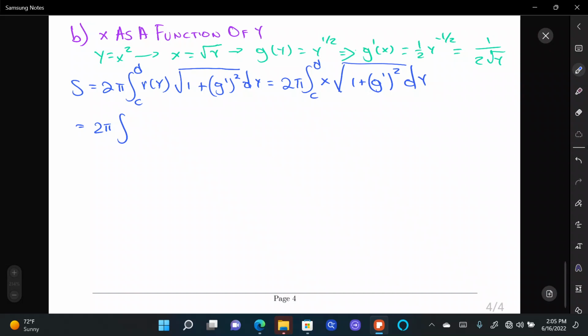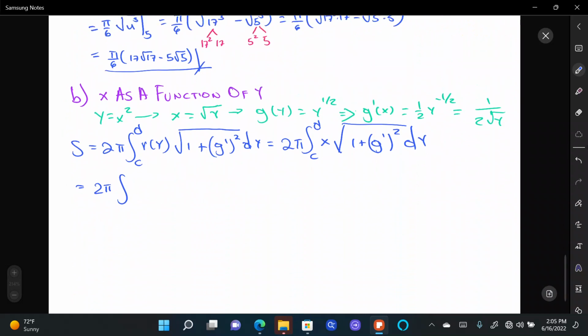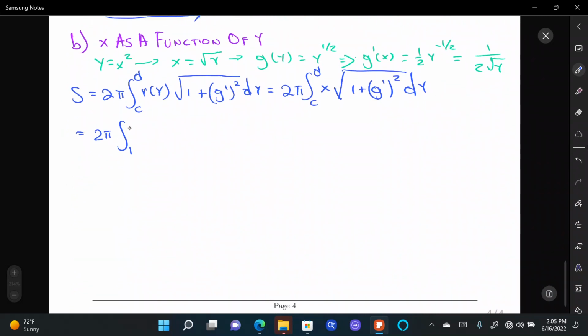Okay, what are the limits C to D? Before, we used the limits in terms of x from 1 to 4. Now we're going to use the new limits. We're given the limits in terms of y, which are 1 to 4. And x in terms of y is the square root of y, times the square root of 1 plus quantity squared, and our quantity is 1 over 2 root y, with respect to y. All right.